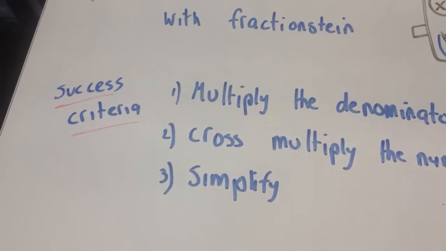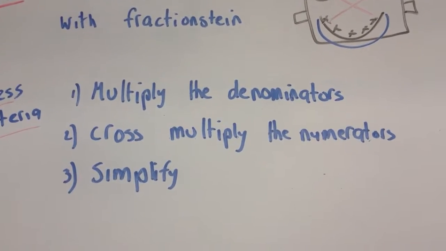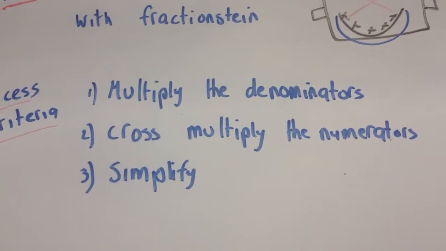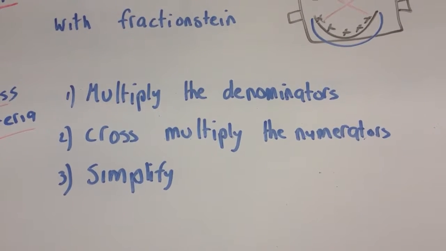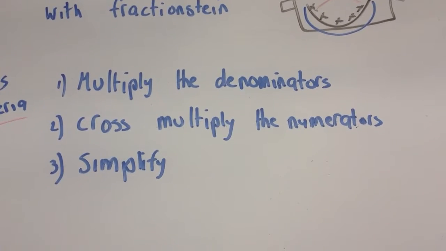Now, success criteria for this is that you must multiply the denominators. So that's the first thing we need to do. Then you cross multiply the numerators. And of course you then simplify any answers that you get.